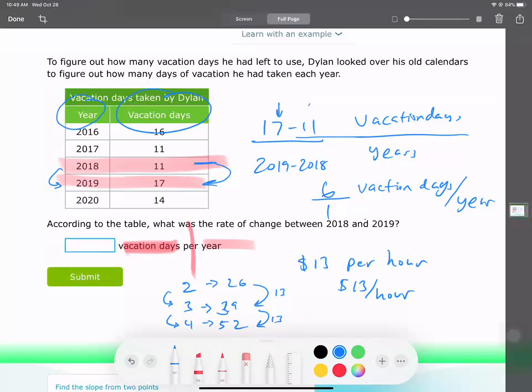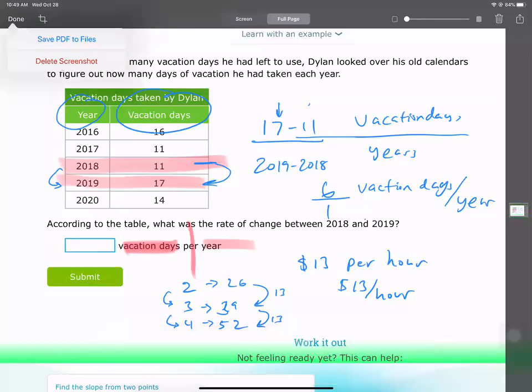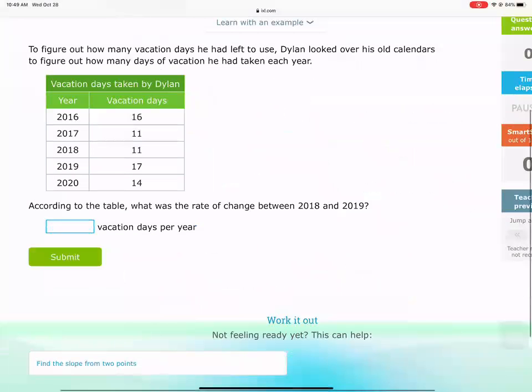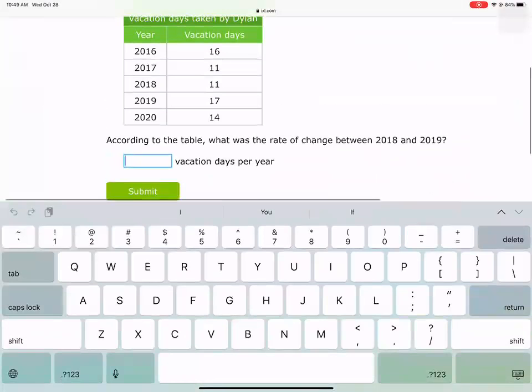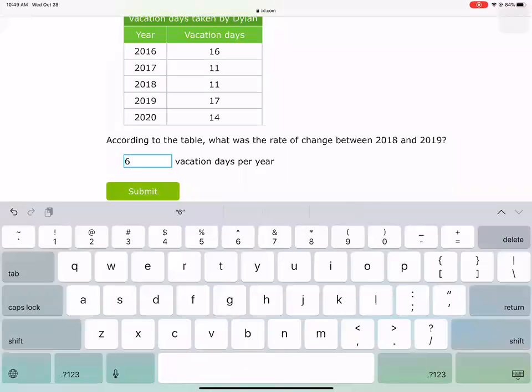So knowing what rates of change are and how we can use them is super important, super helpful. Now, we said, what are his vacation days per year between 2018 and 2019? They are, we said, 6 vacation days per year between 2018 and 2019.